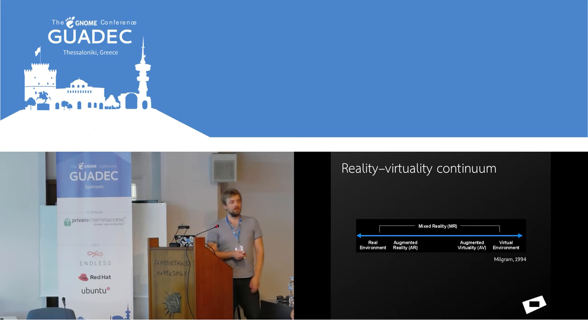And you see on the left side of this axis, we have the real world. That's the world you're in right now. And on the other side, it's the full virtual environment. That's when you have a virtual reality headset and don't see any real elements. And between that, we have virtual elements in the real environment and real elements in the virtual environment. So this spectrum can be called mixed reality.